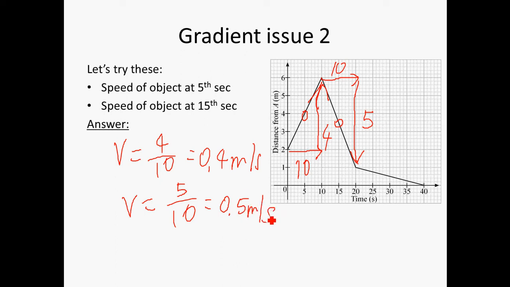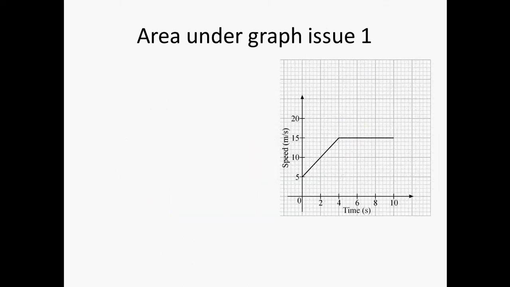So there's nothing difficult about this. It's just finding the triangle, and any point along this line can be represented by the gradient of the whole triangle. Okay, so let's move on to the next issue.